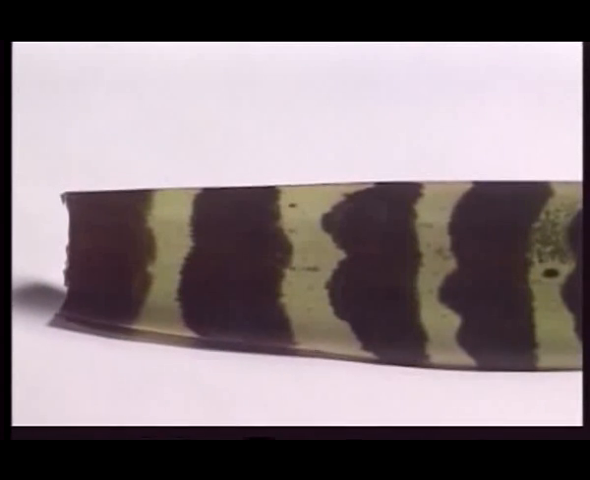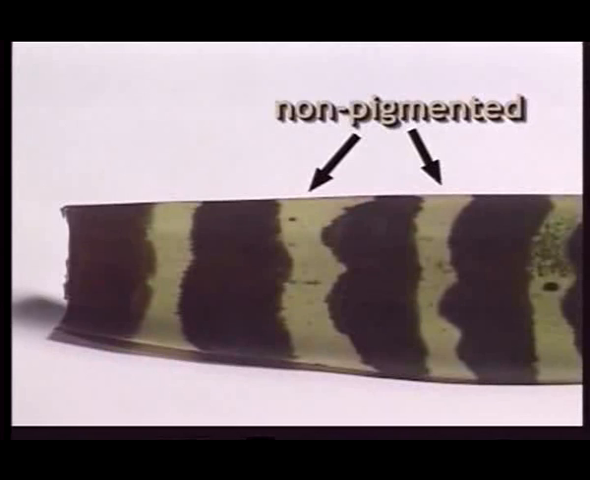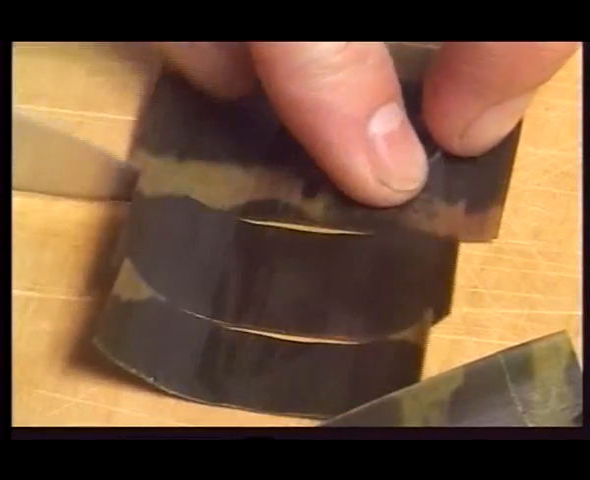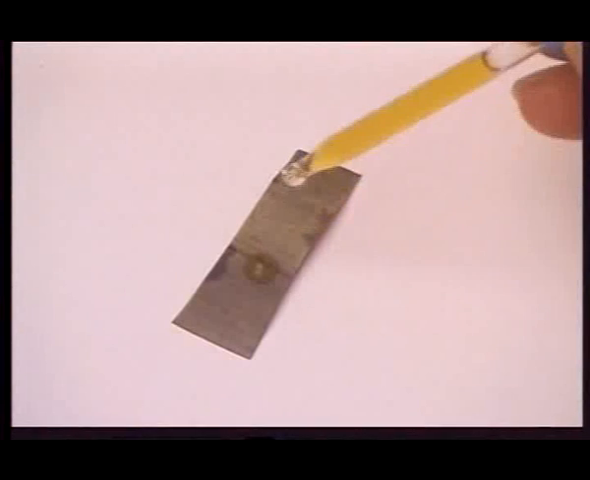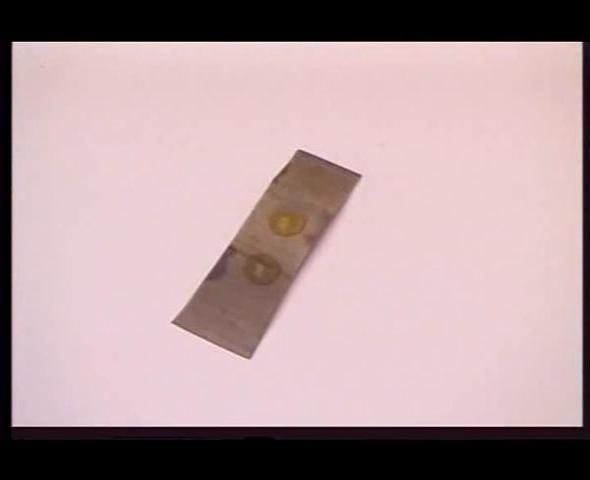This is a variegated leaf. Notice that some sections of the leaf are not green. They lack chlorophyll. After boiling the leaf for a minute to break down its waterproof layer, we can test both pigmented and non-pigmented sections. We see that the sections with chlorophyll contain starch. The sections without chlorophyll do not.